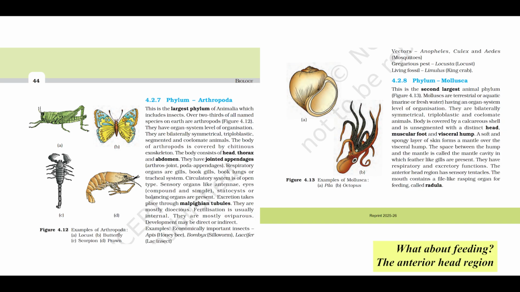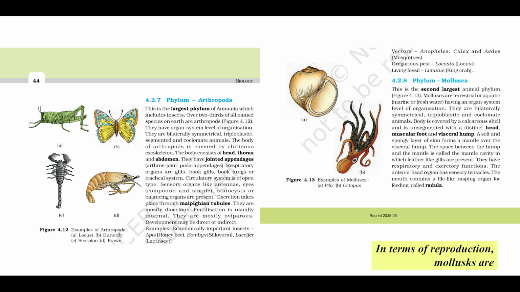What about feeding? The anterior head region typically has sensory tentacles, and the mouth of most mollusks, except bivalves, contains a unique characteristic feeding organ called the radula. Radula, what's that? The radula is like a minutely toothed chitinous ribbon stretched over a cartilaginous support. It's used like a file or a rasp to scrape algae off rocks, tear up food, or even drill holes in other shells. It's a very distinctive molluscan feature.